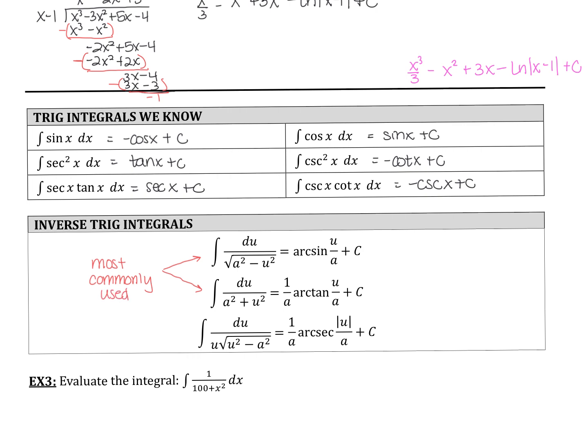Okay. If we take the integral and my integral is 1 over the square root of a squared minus u squared du, then this is going to become arcsine of u over a plus c. Okay, a couple things about this. The a that is listed in here, in all of these problems, happens to be a constant.